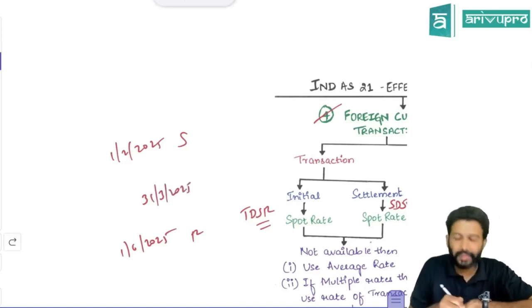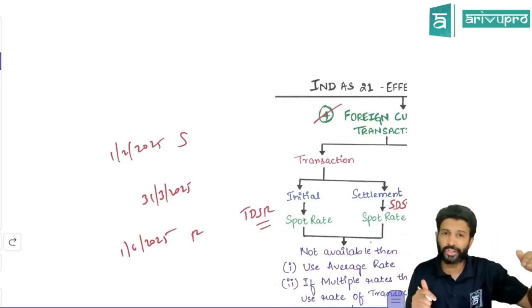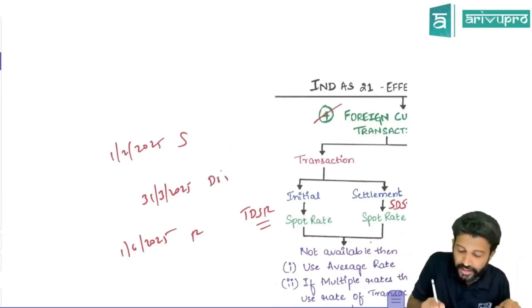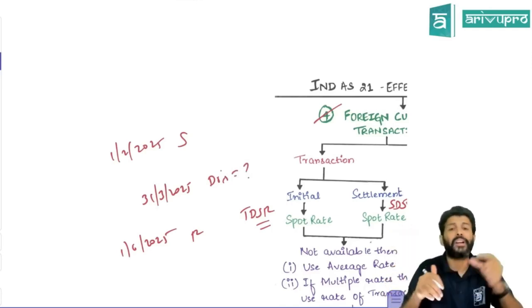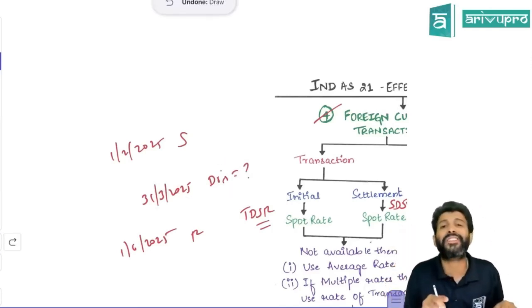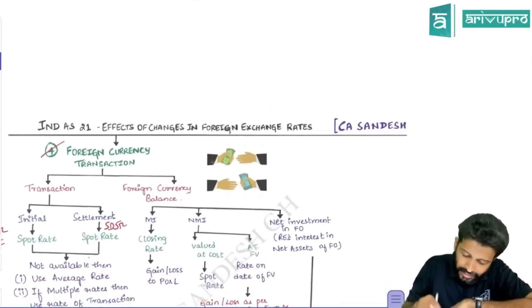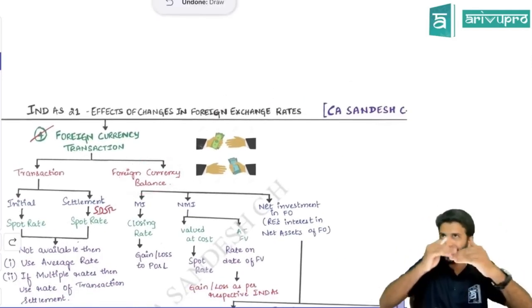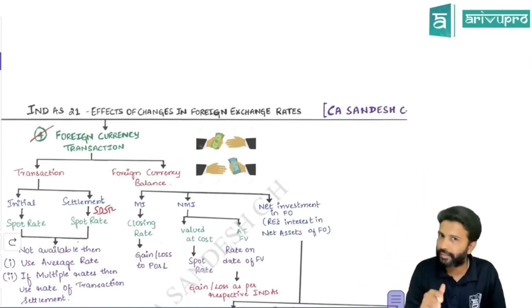So if you are closing your books between the transaction and settlement, then at what value should this foreign currency debtor be shown in the balance sheet? Because you have sold it and you have already converted it, correct? At what value should this foreign currency item be reflected in your balance sheet? For that, we say if settlement happens after the balance sheet date, the foreign currency item will have a balance.